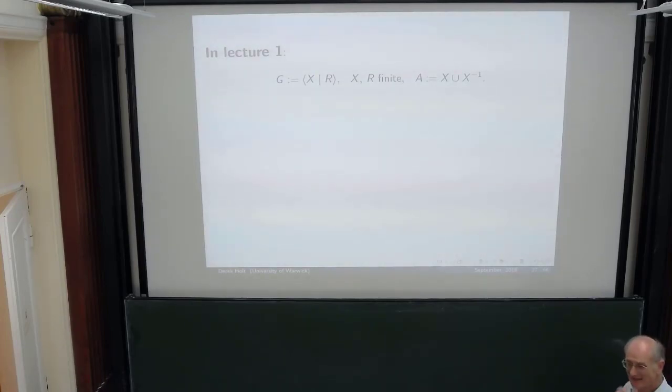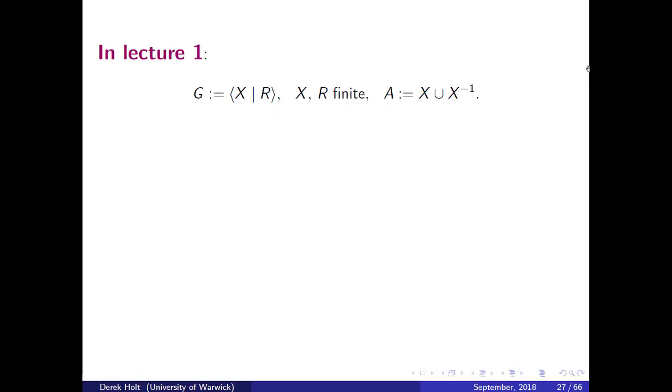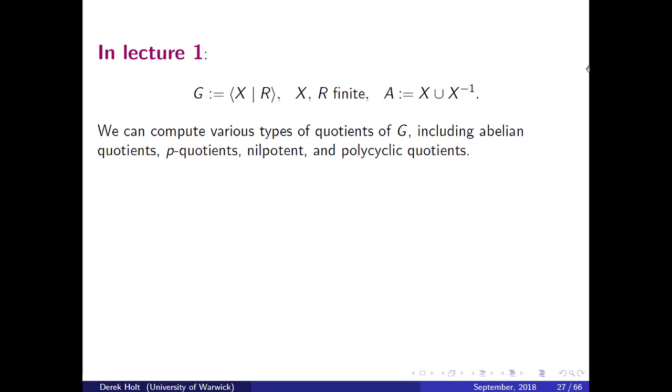Okay, thank you. So let's just quickly summarize what I did in the first lecture. The series of lectures is about algorithms and computation in groups defined by a finite presentation. So that's just notation. My group G is defined by a finite generating set X and a finite set of relators R. Then A is the alphabet, X union X inverse, over which we write the elements of the group. Now, the first thing we did was we considered various types of algorithms for computing various types of quotients of G.